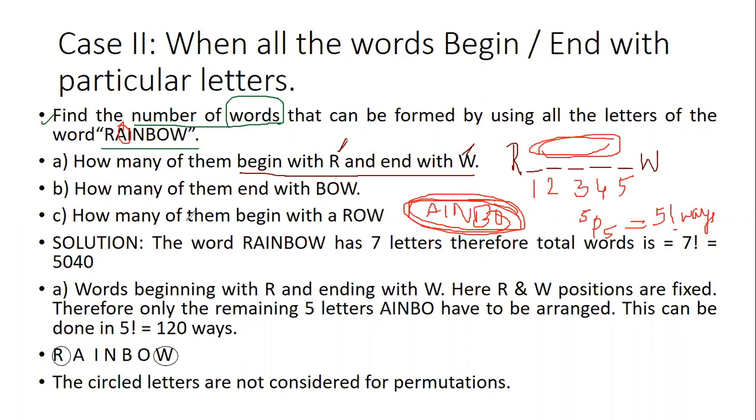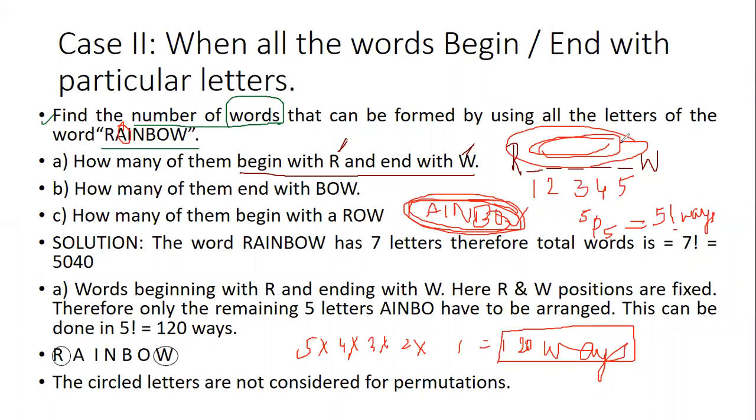Yes? Did you all understand? Everybody understood? Okay. So what will be the answer for this? 5 factorial is nothing but 5 into 4 into 3 into 2 into 1, so that is 120 ways. So I have 120 ways to arrange 5 letters in these 5 places. So my words will start with R and end with W. In between, I can jumble whatever letters are available to me, and I can do that in 120 ways. Clear?